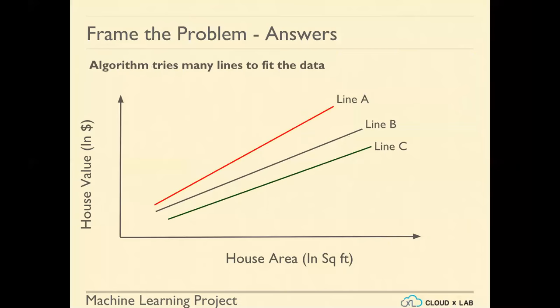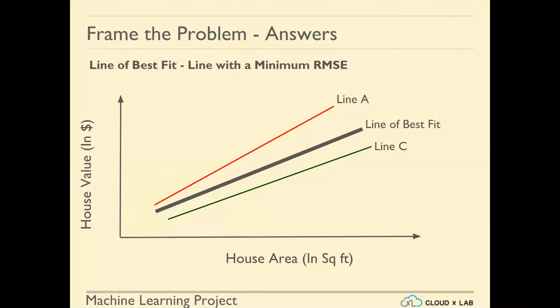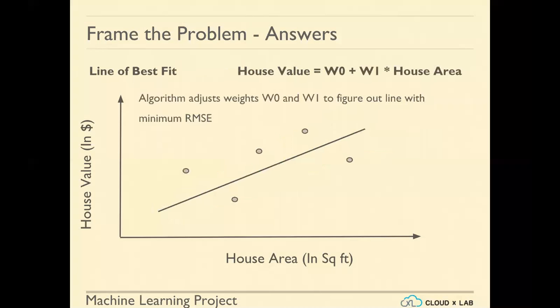All we are going to do is draw multiple lines on this plane, and pick the line which fits the data best by computing the root mean square error for all the data points, and then comparing the root mean square error for all of these.